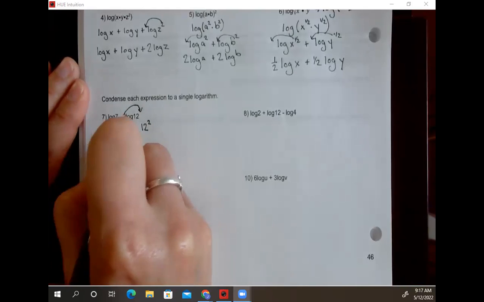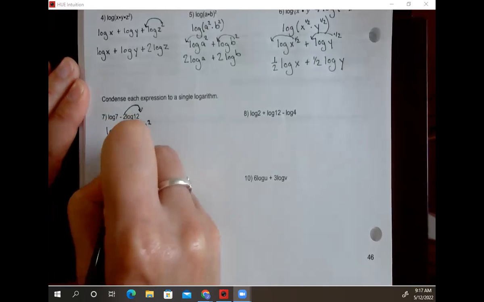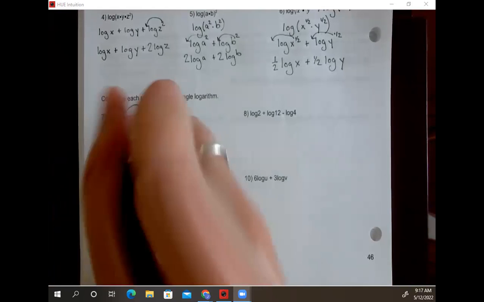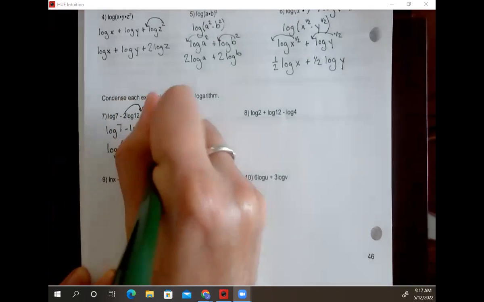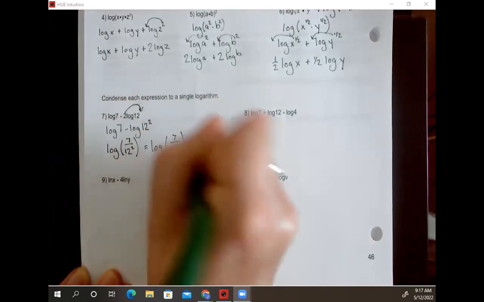Remember, it's the first thing is on top and the second thing is on bottom. So I would have the log of 7 divided by 12 squared. If you want to write your 12 squared as 144, that's fine too. So I could also represent this as the log of 7 over 144.